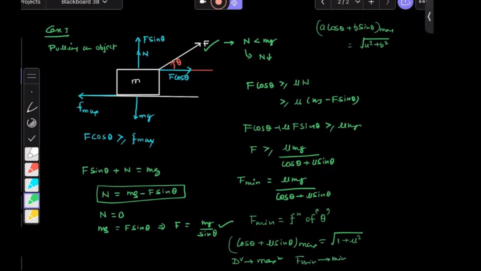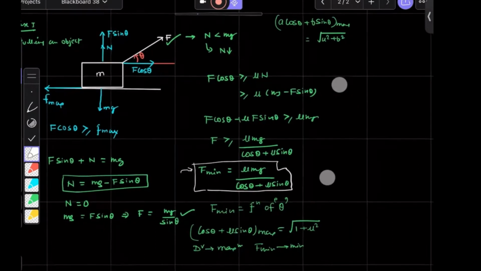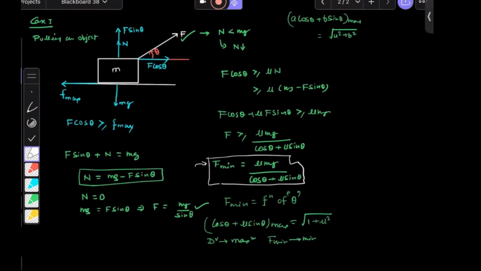So that's what I told. For a given angle theta, this is the minimum force we apply. But if given the choice that theta can also be changed, then we can do that also, no? So the minimum force that we need to apply to make this object be dragged on a rough horizontal surface is mu mg by root over 1 plus mu square. Now, all of you understood now?